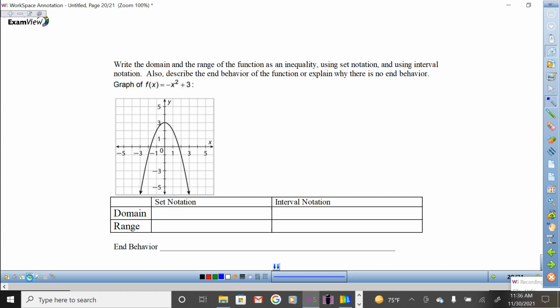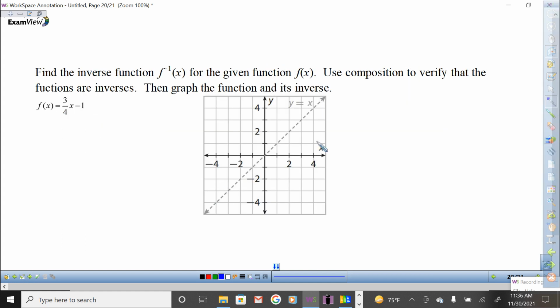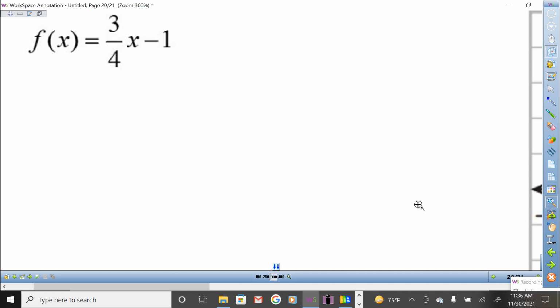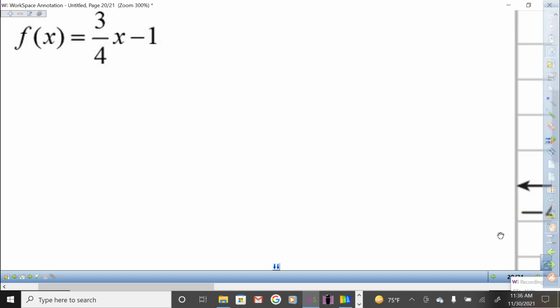Let's see. 1, 2, 3, 4, 5. It says find the inverse function of the original function and then use composition to verify. I'm going to zoom in. You can use your study guide. It's right in front of you. Let's do this one together. Let's see if you remember what to do with these. What is the first thing we do once we are given a function in order to write the inverse? Miguel, what do we do?